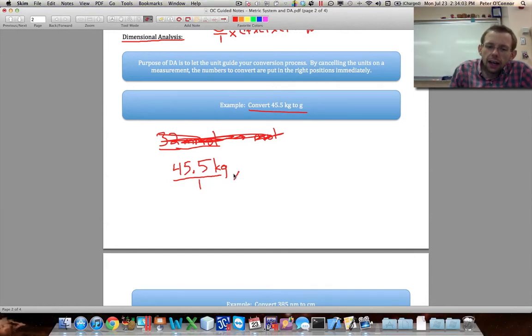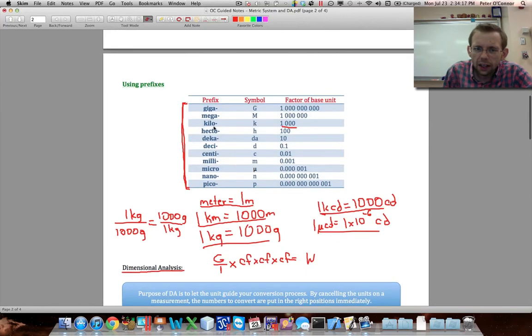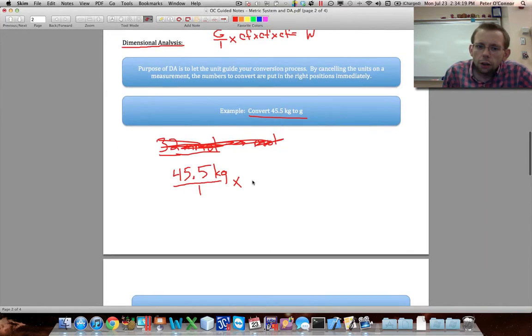Okay. And now I need to do a conversion factor. I don't even know what a gram is. Oh, right, that's mass. Gram's not an SI unit. Kilogram is. But again, kilo is going to mean 1,000. I look up here, a kilo anything is 1,000 of that base unit. So I know that for 1 kilogram, that's 1,000 grams.